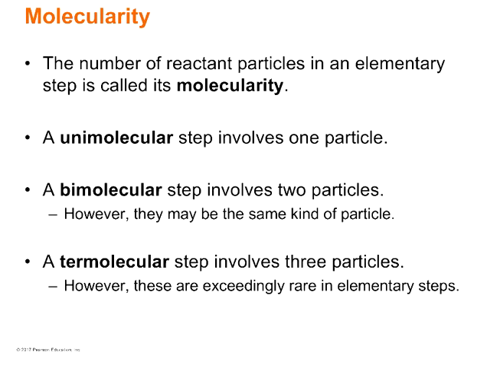Now there's another term called molecularity, and this is the number of reactant particles in an elementary step. So a unimolecular step involves 1 particle. A bimolecular step involves 2 particles. However, those 2 particles could be the same or different. And then a termolecular step involves 3 particles. But these are exceedingly rare in elementary steps. So it's not very often that we see 3 reactants in a reaction.